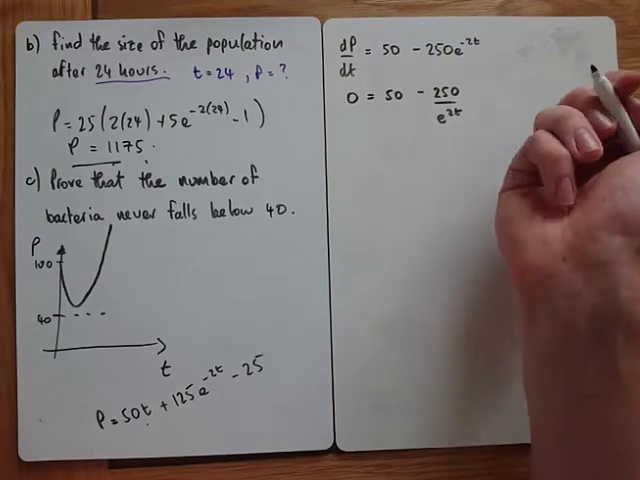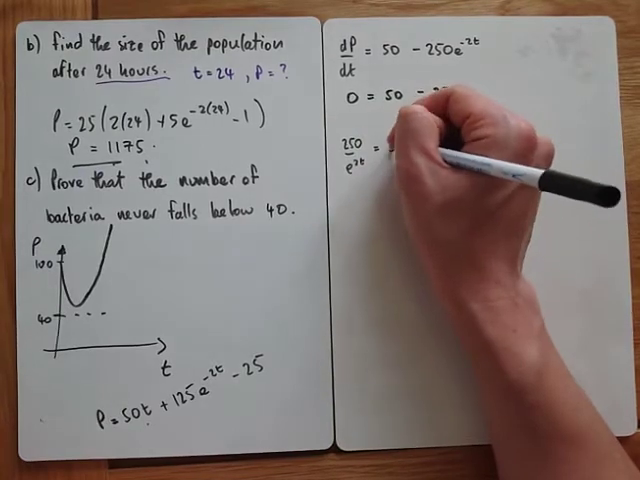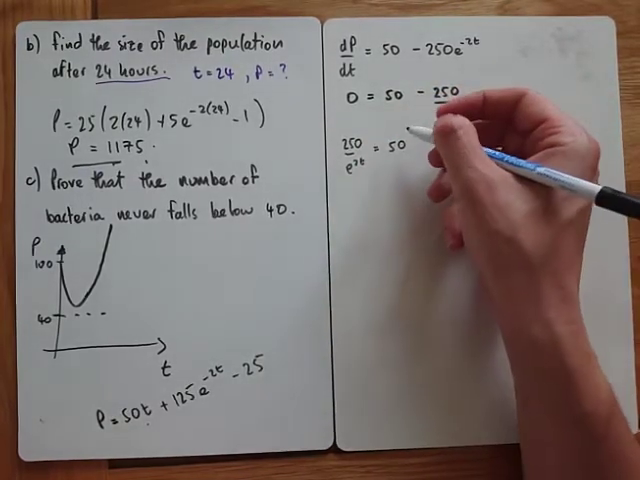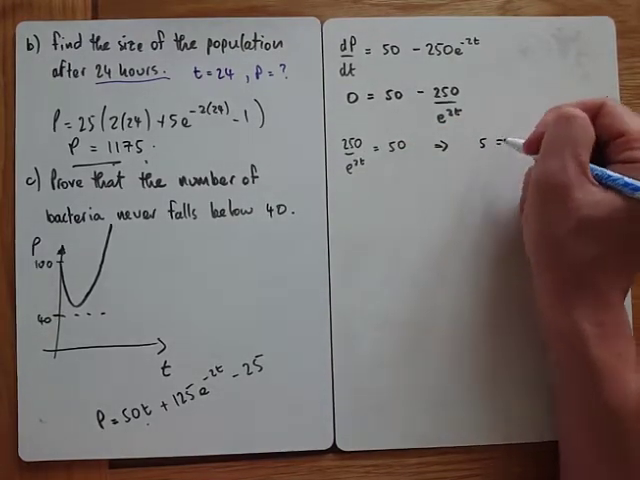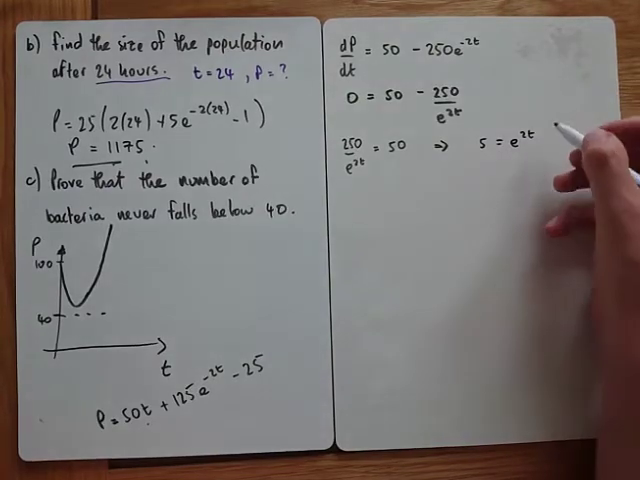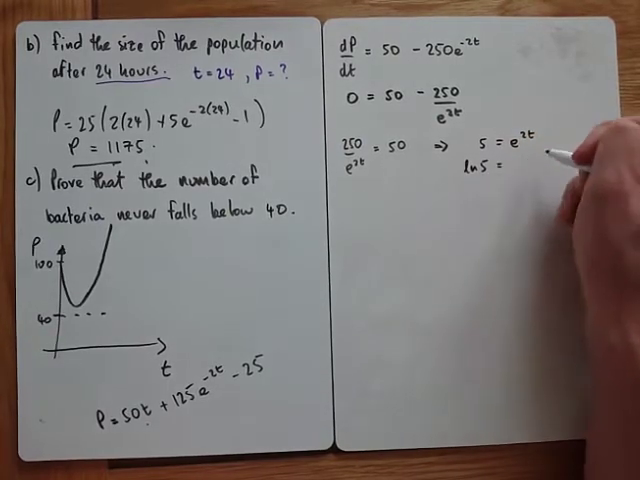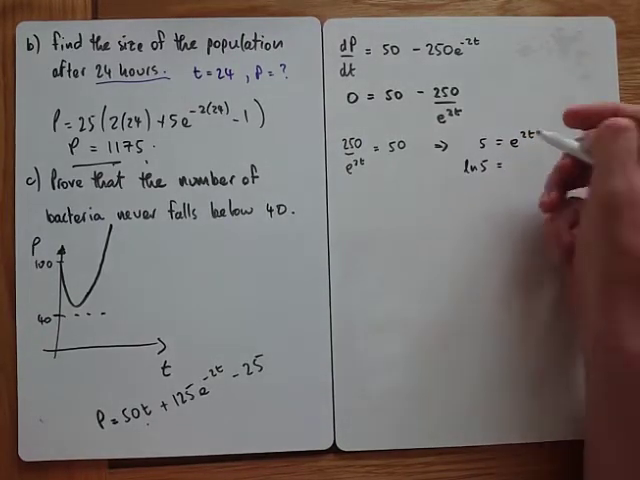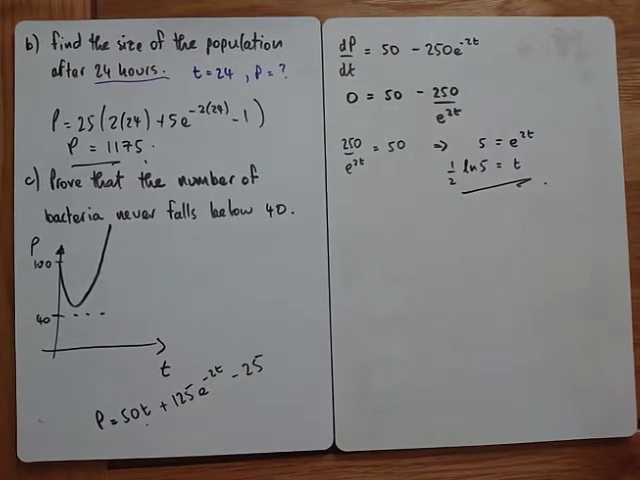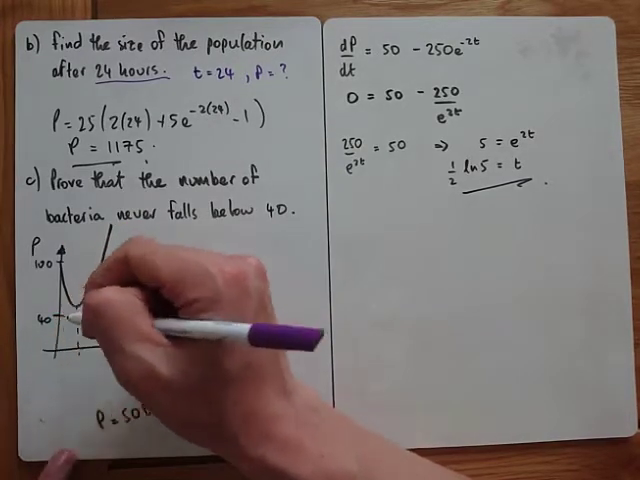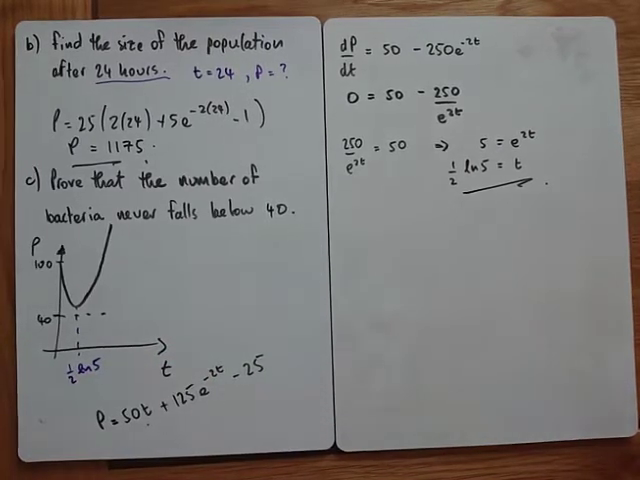Rearranging this, you're going to get 250 divided by e to the 2t equals 50. Multiply up, divide. Okay, so we'd end up with 250 divided by 50 would be 5. That would be e to the 2t. We're trying to make t the subject, so take ln 5. Take ln on this side, you get 2t, so then divide by the 2. So t would equal a half ln 5. So essentially what I've done there is I've figured out where this minimum occurs at 1/2 ln 5.